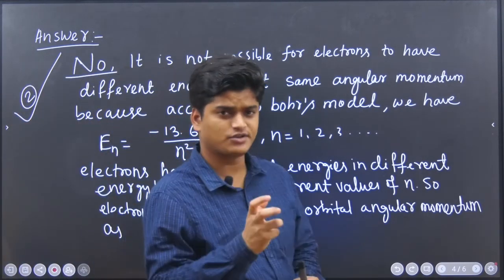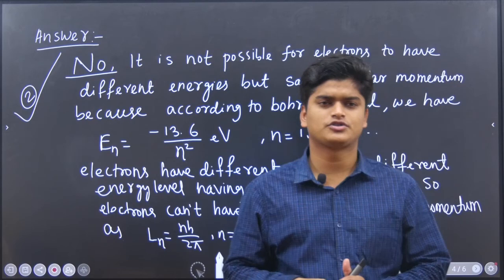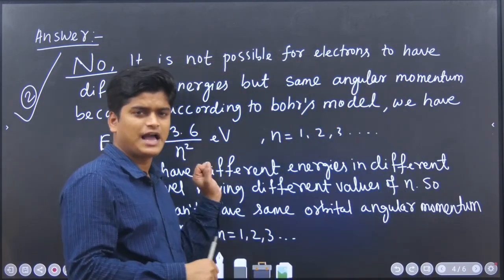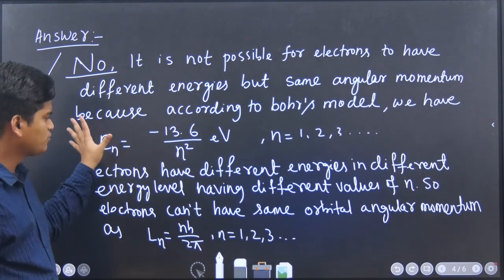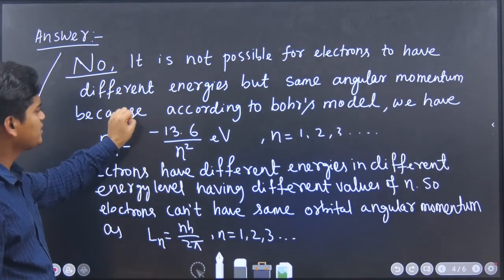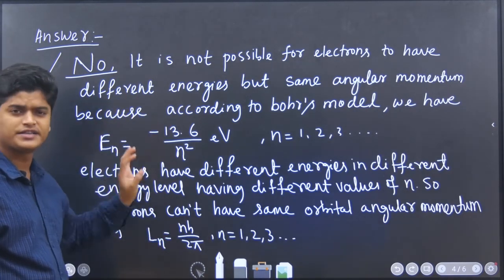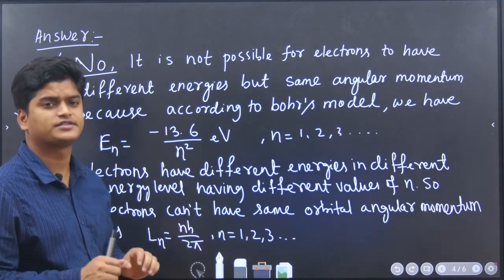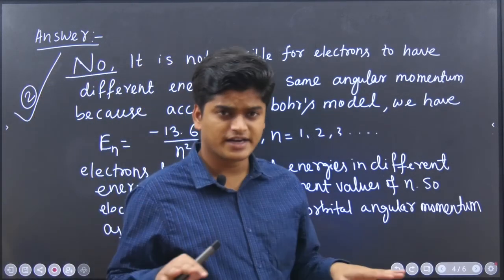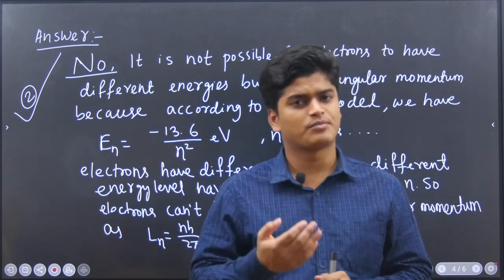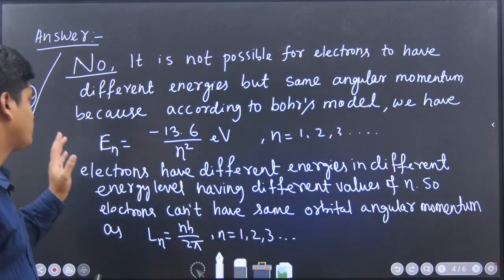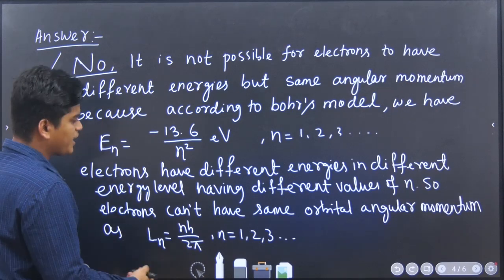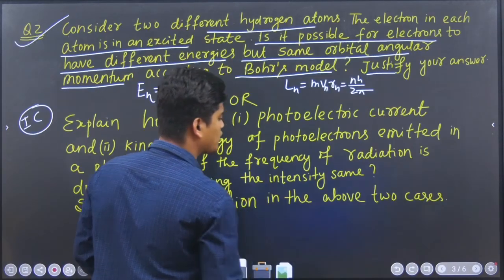So first understand the question properly, then try to approach the questions. This is a little language-based question, there are not that many things you have to explain, just explain that electron energy is quantized and angular momentum is also quantized, different energy in different energy levels, different angular momentum in different orbits. So this is the answer you have to write here. Now, come to the next question.